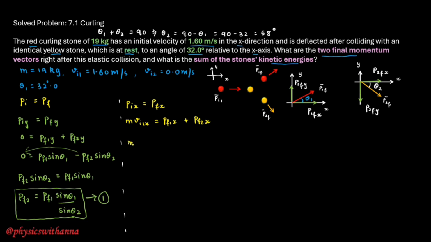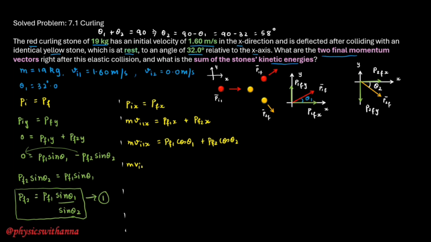So we get m v1 initial equals P final 1x, which is the x component of the red stone after collision, which we can write as P final 1 cosine theta 1. We do the same thing for the yellow stone, P final 2 cosine theta 2. Both x components are going to the right, so we keep their respective values as positives. Now substitute for P final 2 from equation 1 here.